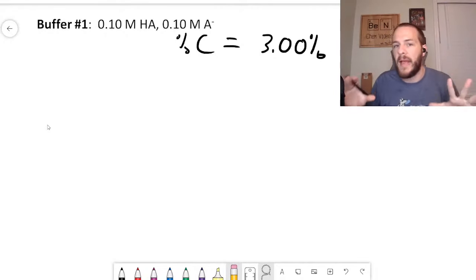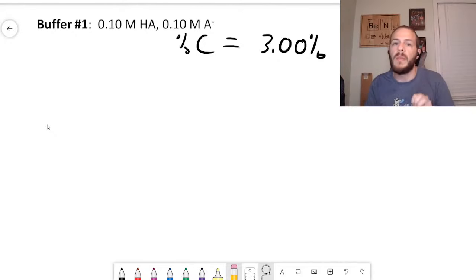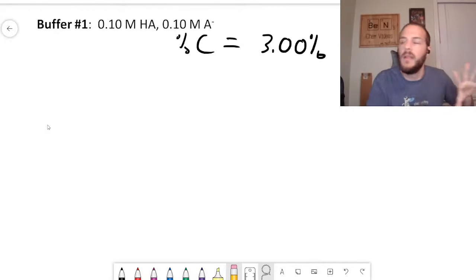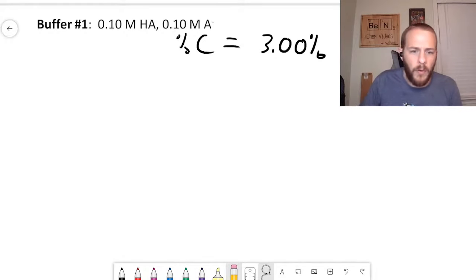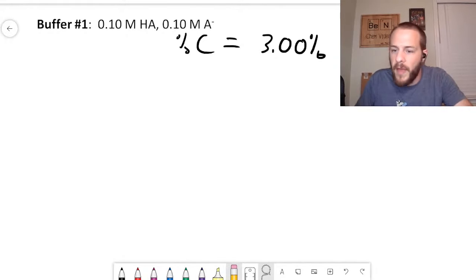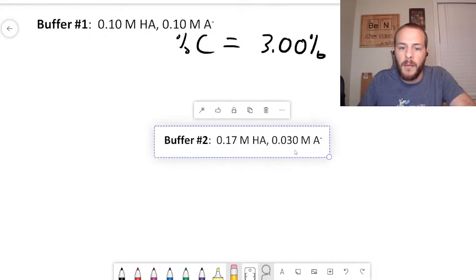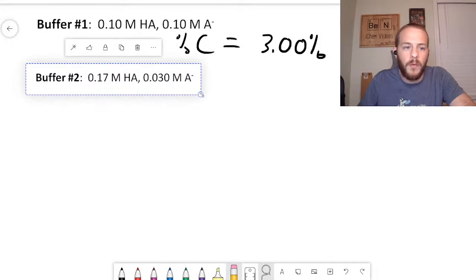Obviously, the buffer that has the lowest percent change is going to be the more effective buffer. Why? Because again, the main function of a buffer is to resist changes in pH, right? So the whole point is to resist, to have the pH change by as little of an amount as possible. So I'm going to go back into my PowerPoint real quick and copy the information for that buffer number 2, and we can perform a similar calculation where we find the percent change of the pH upon adding 0.01 moles of sodium hydroxide.